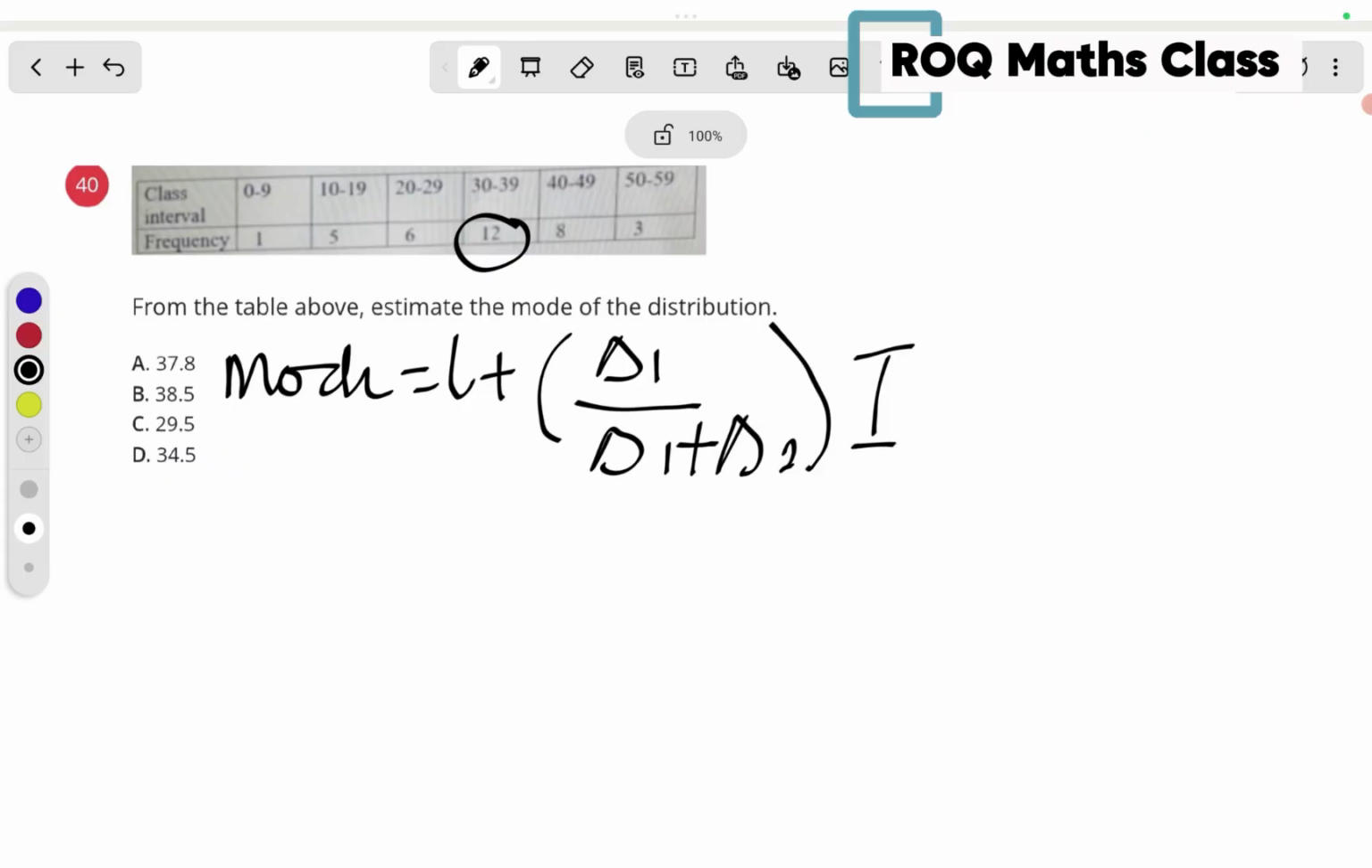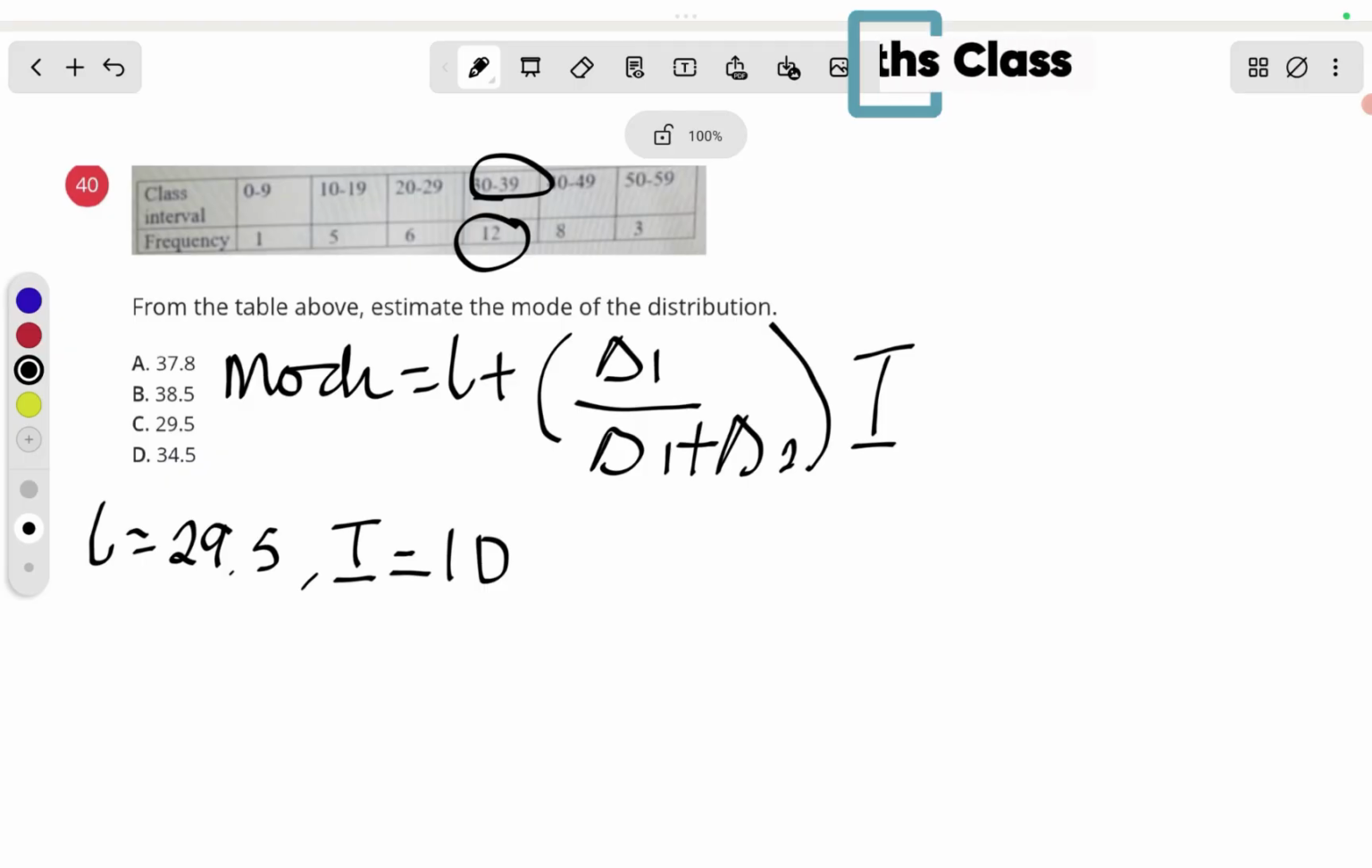So we are going to find our lower class boundary from this class interval. We have 30 to 39. So the lower class boundary, which is our L, will be 29.5. That is the first thing. Our interval, from 0 to 9, 10 to 19, 20 to 29, is 10. How do I get the interval? It is 9 minus 0 plus 1, or 19 minus 10 plus 1, or 29 minus 20 plus 1. We are going to have 10 as our interval.